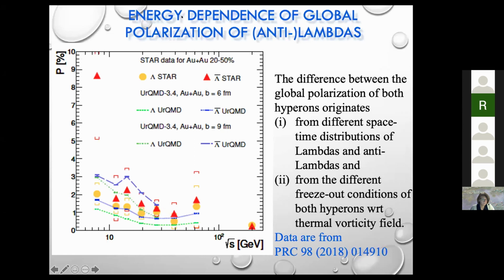So the total correction to our result was less than 4%. Not the polarization in percent, but 4% of our 3, say, or 2%. So it was negligibly small. So we checked different effects which can cause the rise or, vice versa, decrease of lambda bar polarization.